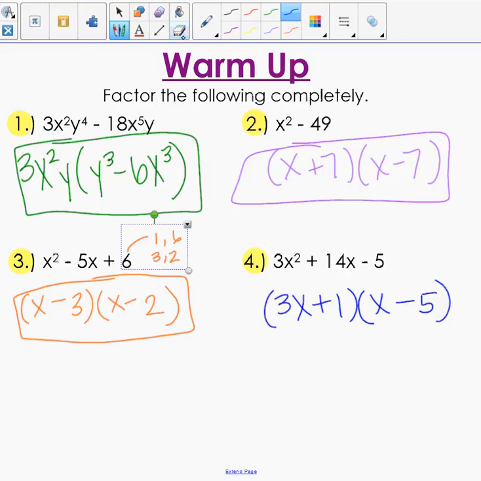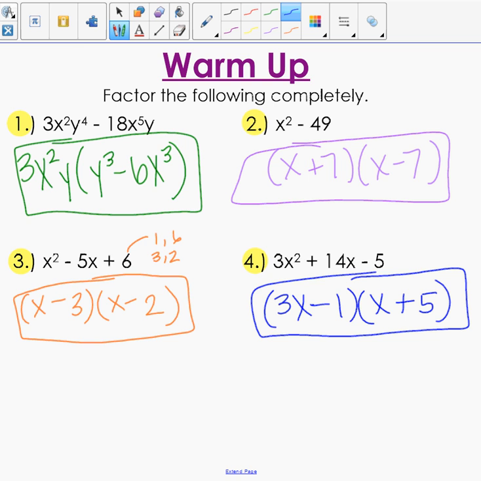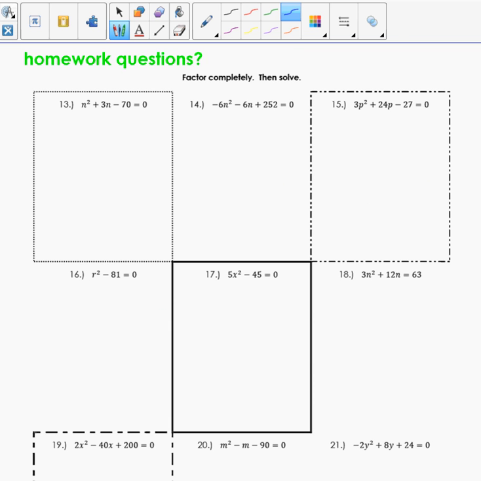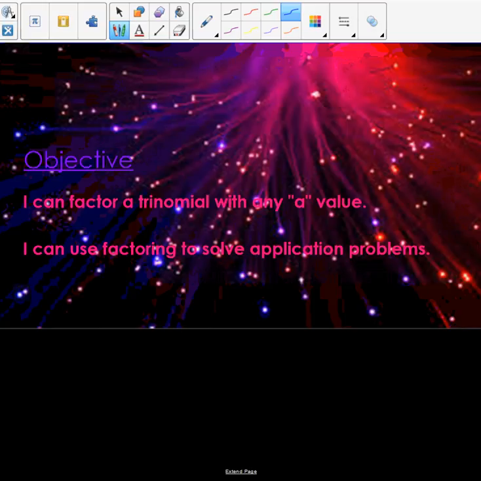All I need to do is change my signs. I'm going to make that a minus and that a plus, and then I'm going to check my work again. 3x times x is 3x squared. 15x minus 1x is 14x. Negative 1 times 5 is negative 5. Sweet. All right. So, now, today, I'll go over questions tomorrow on the homework, but hopefully you went in and got help if you needed it.